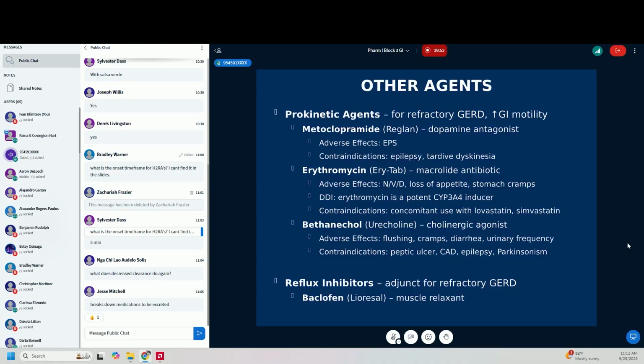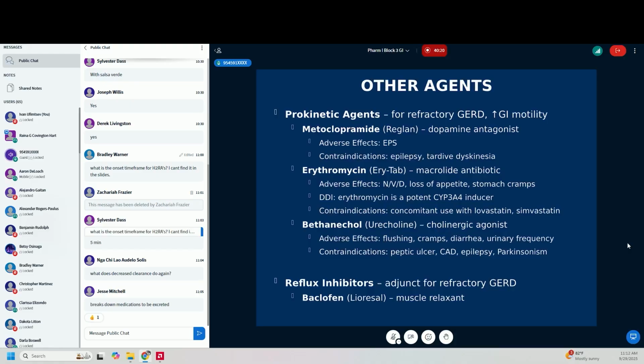Some of those adverse effects that you're going to see are going to be some EPS side effects, which are extrapyramidal symptoms, so your patient will have issues with moving. And we'll talk about this more when we get into Parkinson's and things like that. So it is contraindicated in any of your patients who have TD or tardive dyskinesia, or if they have any type of epilepsy history because of the way of the dopamine antagonism.